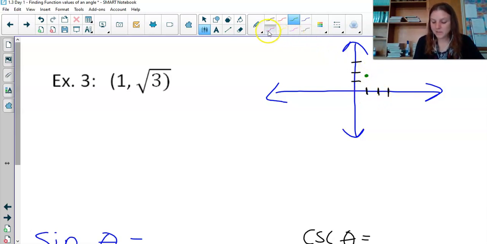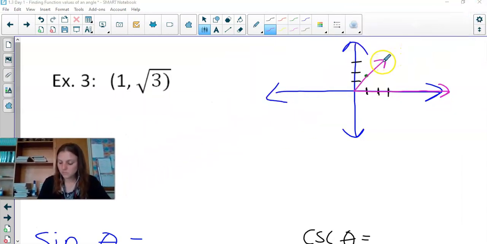But again, the idea is this is an angle that starts at this initial side and rotates counterclockwise, stopping at that point. So this angle would just go out further here. All right, now what I'm going to do is I'm going to drop my perpendicular. So you don't have to make it really small. You can if you want. You can make it a little bit bigger.